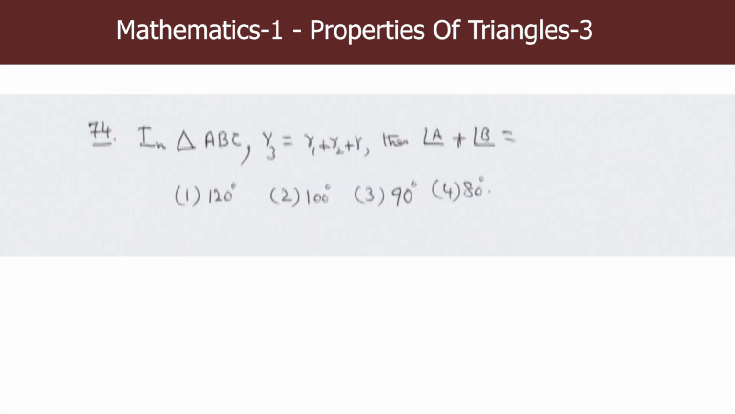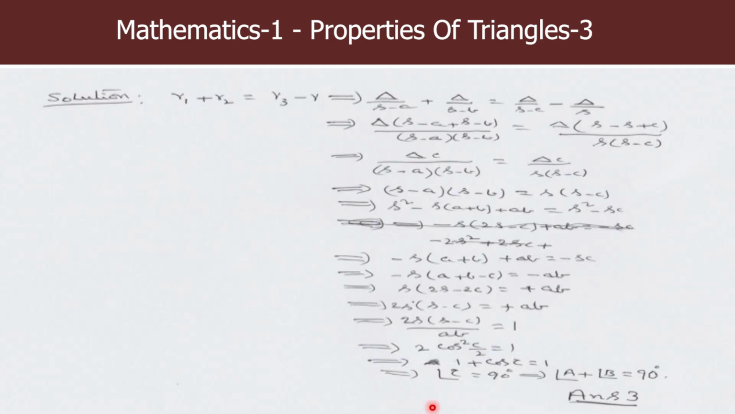74. In triangle ABC, r3 is equal to r1 + r2 + r, then angle A + angle B is equal to: 1) 120 degrees, 2) 100 degrees, 3) 90 degrees, 4) 80 degrees. Now you know that by hypothesis, r1 + r2 is equal to r3 − r. So if you use delta/(s−a) and so on, delta/(s−a) + delta/(s−b) is equal to delta/(s−c) − delta/s.